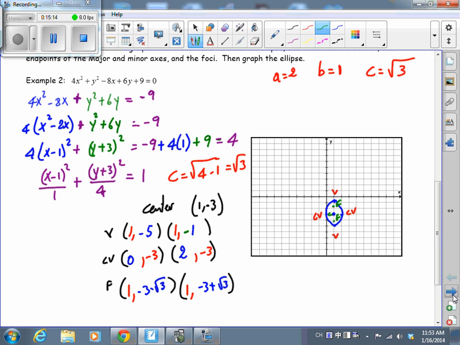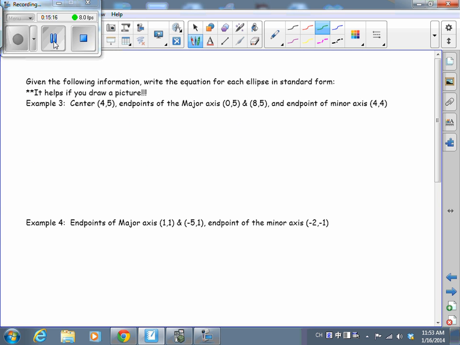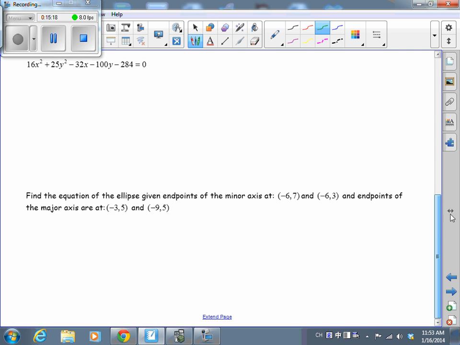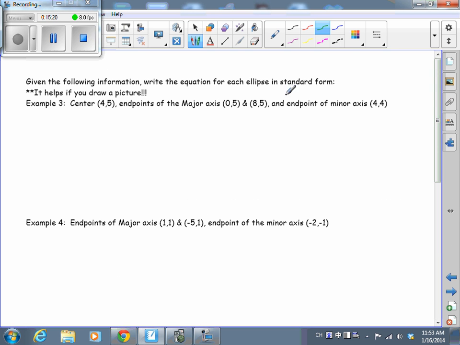Good question. All right, we have a few more left. This time is word problems. So let's go ahead and do it a little faster. Example 3 says the center is at 4, 5, and my goal is to write the equation for each ellipse.